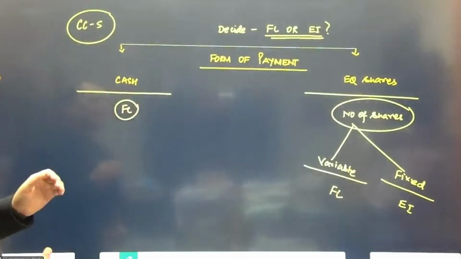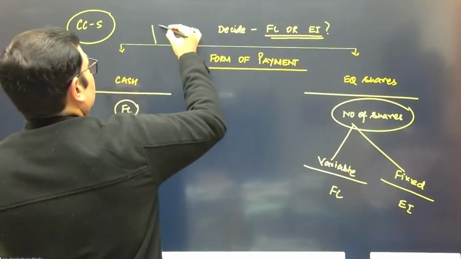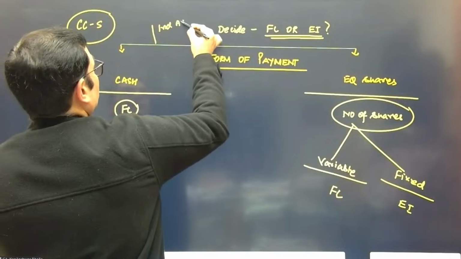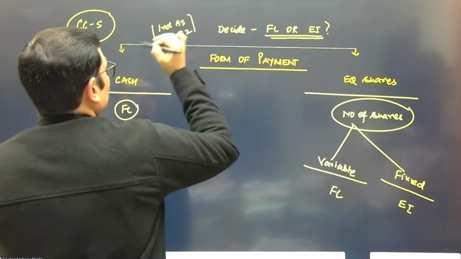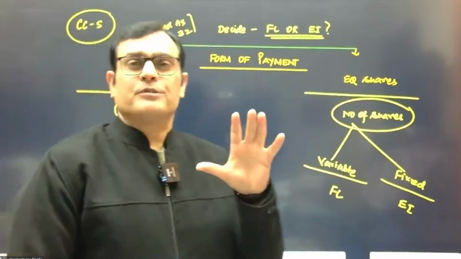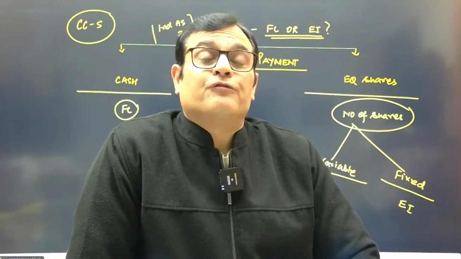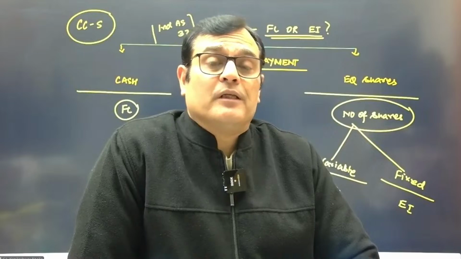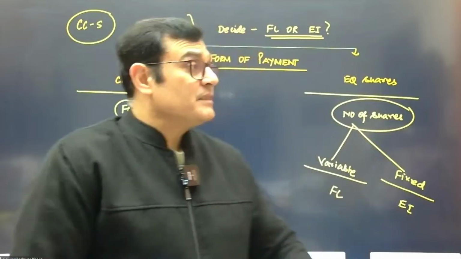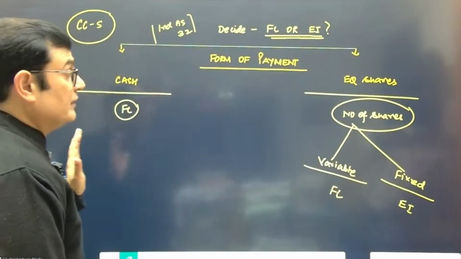I hope you recall this part. This is basically what you're deciding as per Ind AS 32. So Ind AS 32 is deciding this part. We are saying that in terms of Ind AS 32, your contingent consideration, if the form of payment is cash, it is a financial liability. If it is shares, it depends whether it is fixed or variable. Accordingly, it is a financial liability or an equity instrument.